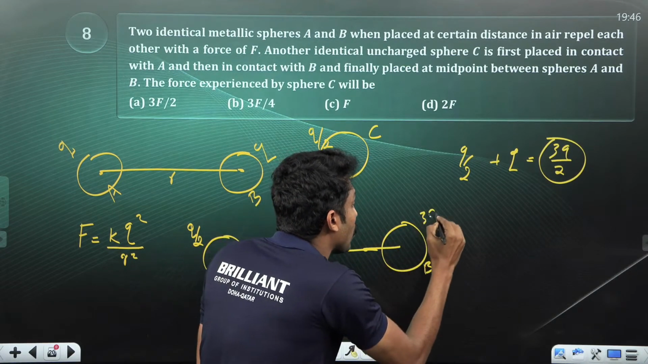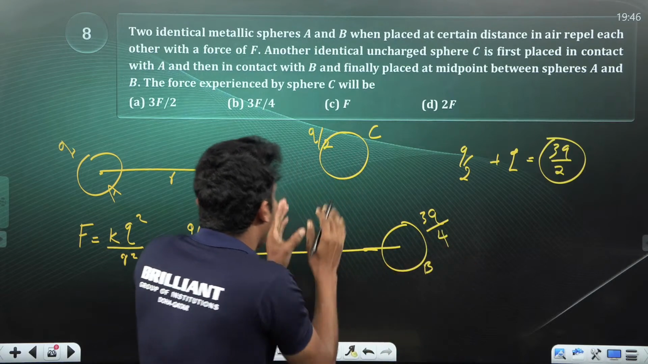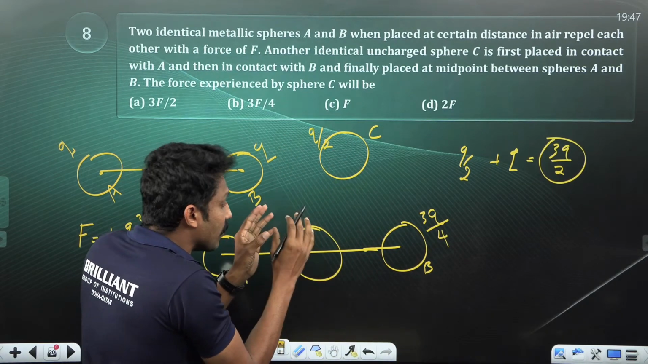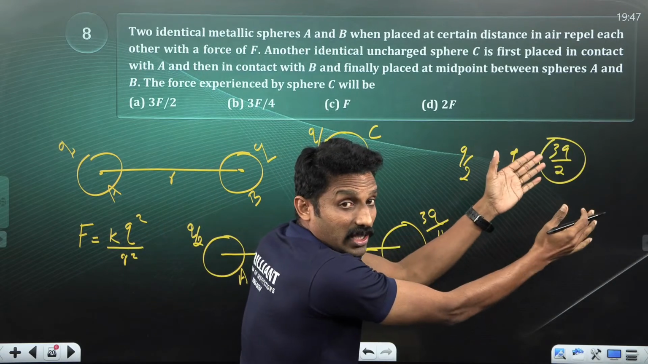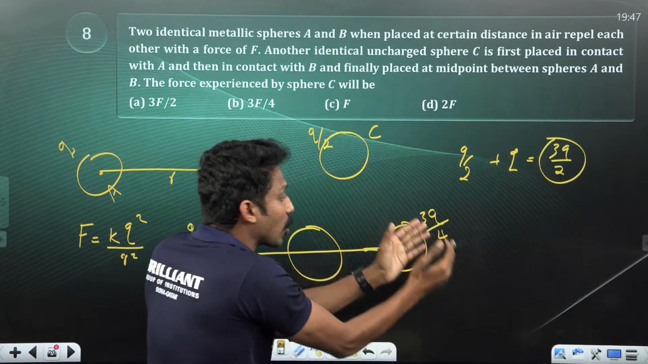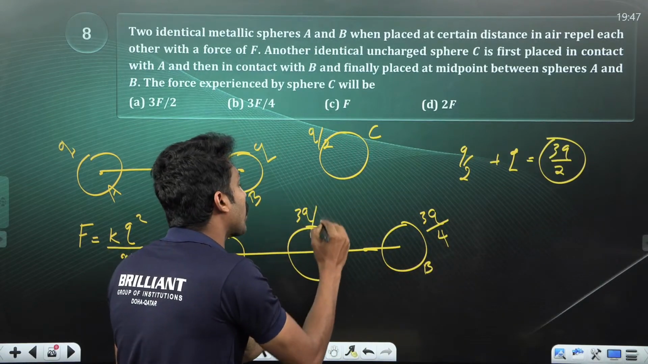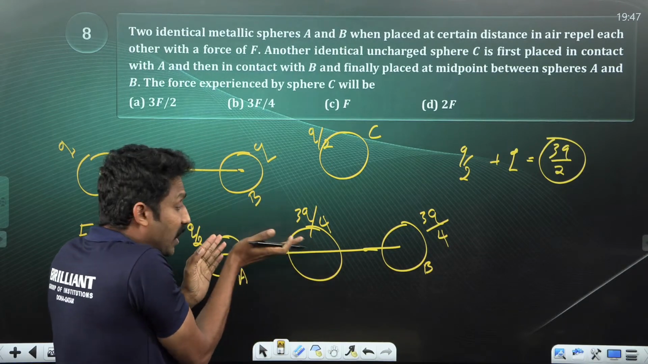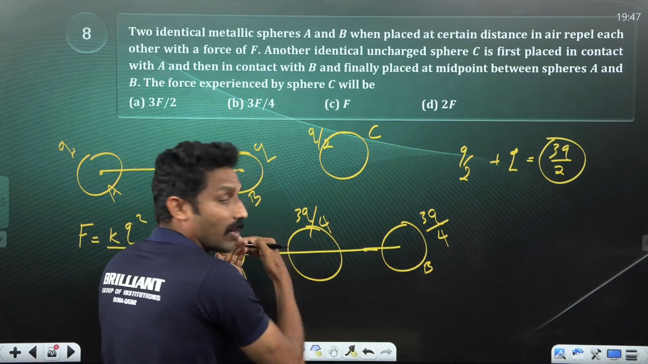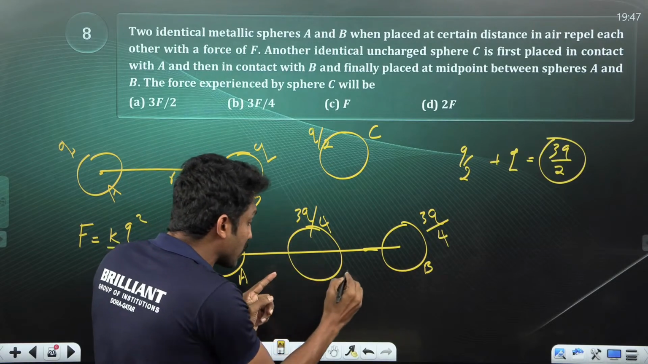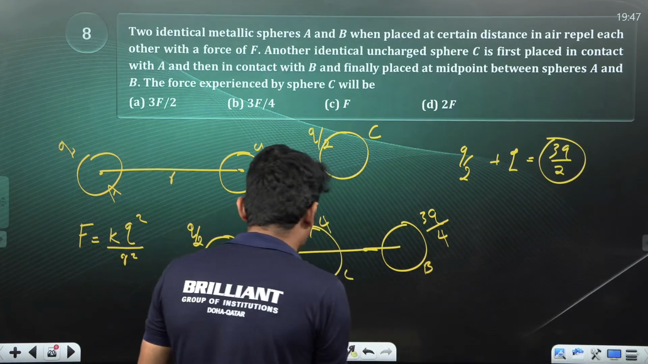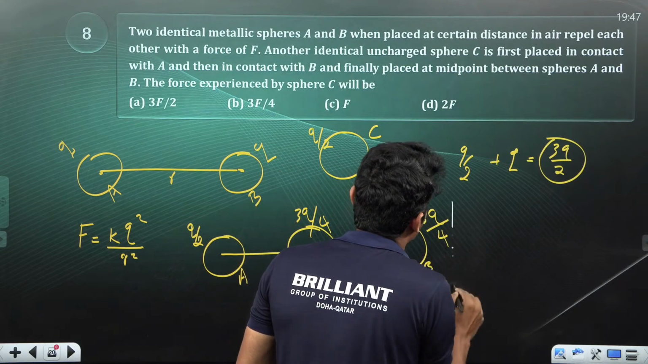Now this is 3Q by 4 on it, and now this is placed at the midpoint with C, so the charge is equally shared between these two. This is 3Q by 4, then this is also 3Q by 4. Now there is repulsion in this way and in this way also, and the net force on C is asked.